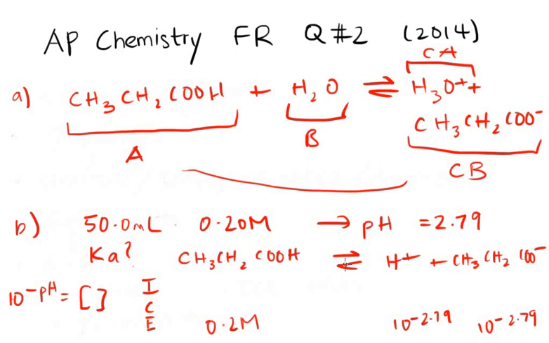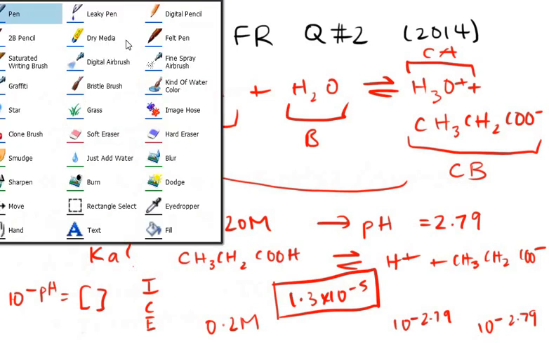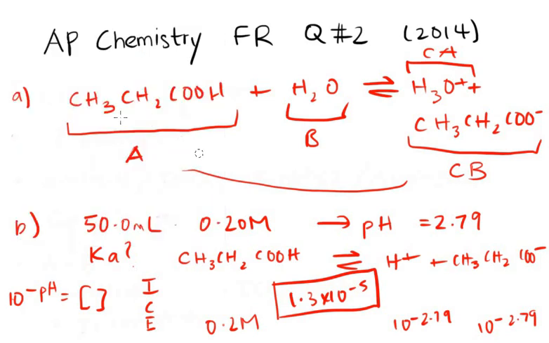Almost there. And you get 1.3 times 10 to the negative 5. So you get 1.3 times 10 to the negative 5. All right. Actually, let me just do this. All right.